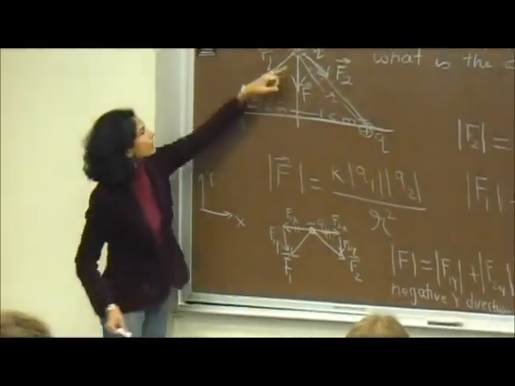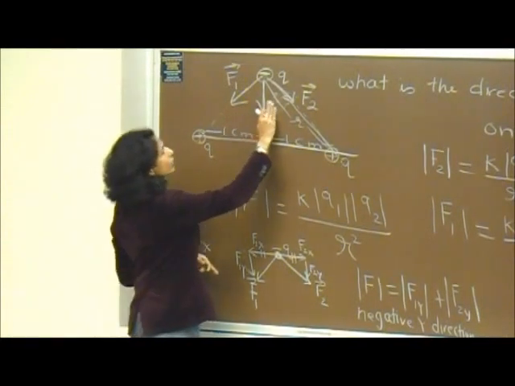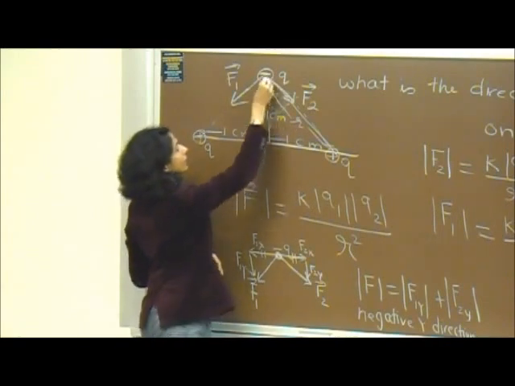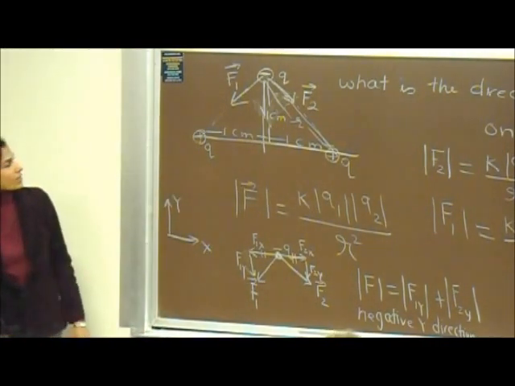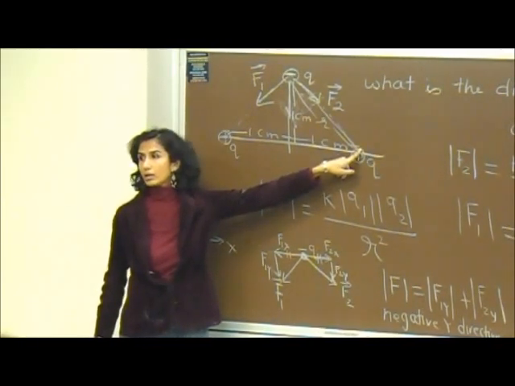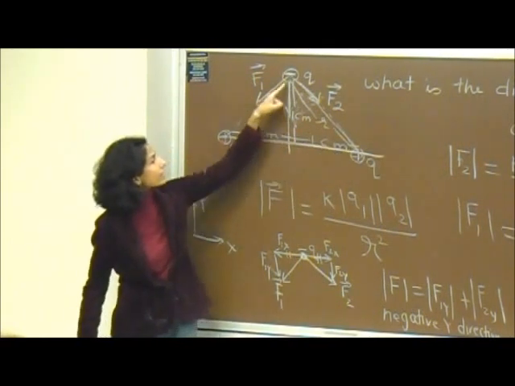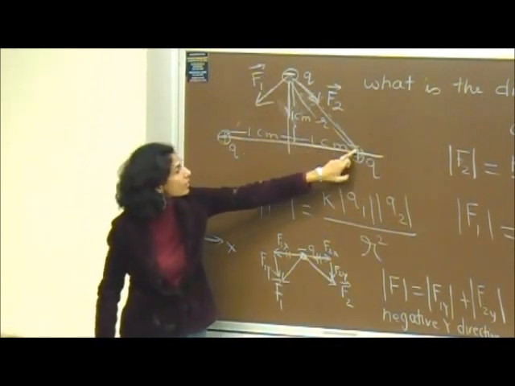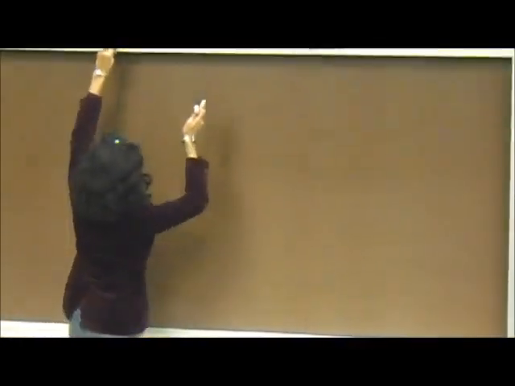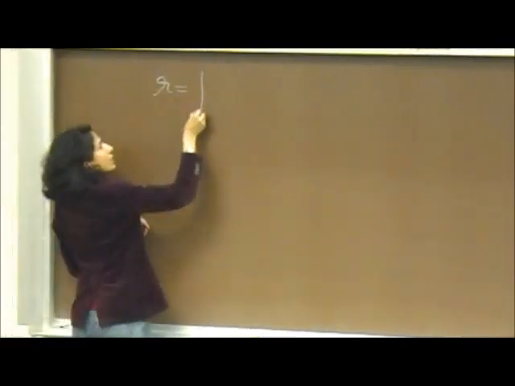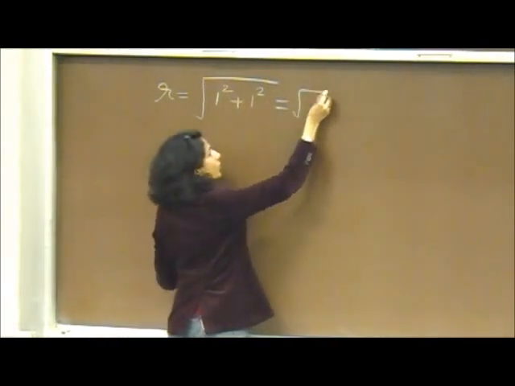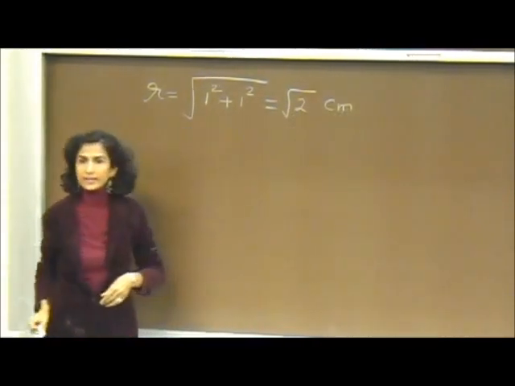Suppose I told you that this thing is also one centimeter. So let's try to find the magnitude also, of this force. Suppose I told you this is 1 centimeter as well. If that's 1 centimeter also, is it easy to find r? What is it? Yeah, you can see that this is a right angle triangle here. This is 1 centimeter. This is 1 centimeter. So the hypotenuse r here is going to be square root of 1 centimeter squared plus 1 centimeter squared, which is equal to square root of 2 centimeters, right?